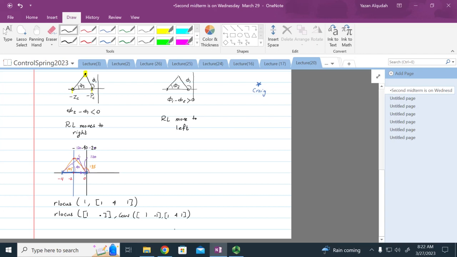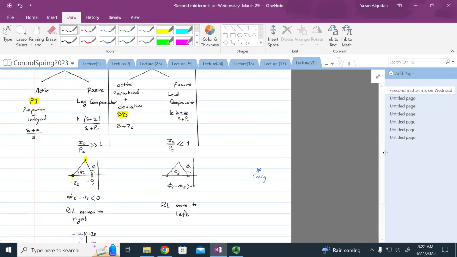Okay, so let's look at the first compensator that we're going to look at. We're going to be looking at the PI compensator. It's an active circuit, proportional plus integrator. Now, can you see the similarity between these two together? Why do we have them in one category? Are they both going to move the root locus the same way? What is the similarity between these two?